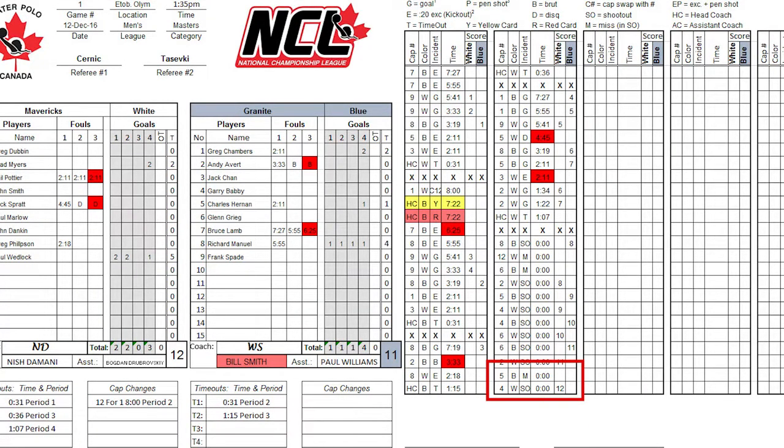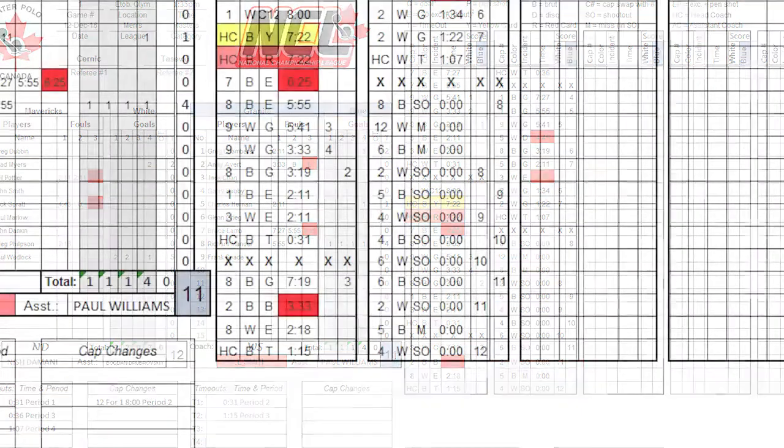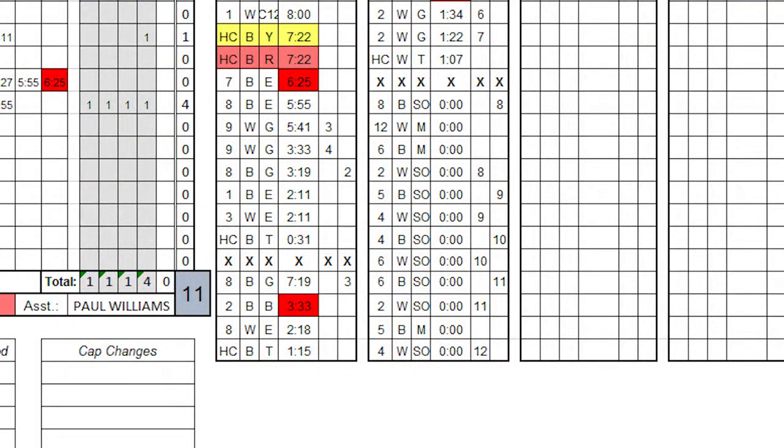In the log, a shootout goal scored by number 4 white is written 4, W, SO, 000. And a miss by number 5 blue is shown as 5, B, M, 000.